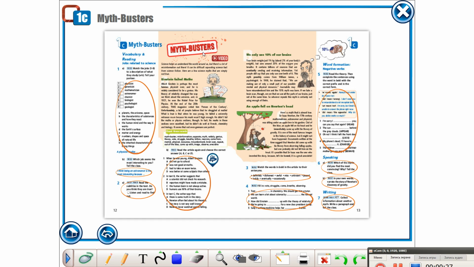Our lesson objectives are to listen and to read the text Mythbusters to identify the main idea and find true facts, or maybe false facts. The second objective is to use key words. Let's start. Today at the lesson we work with two pages, 12 and 13.